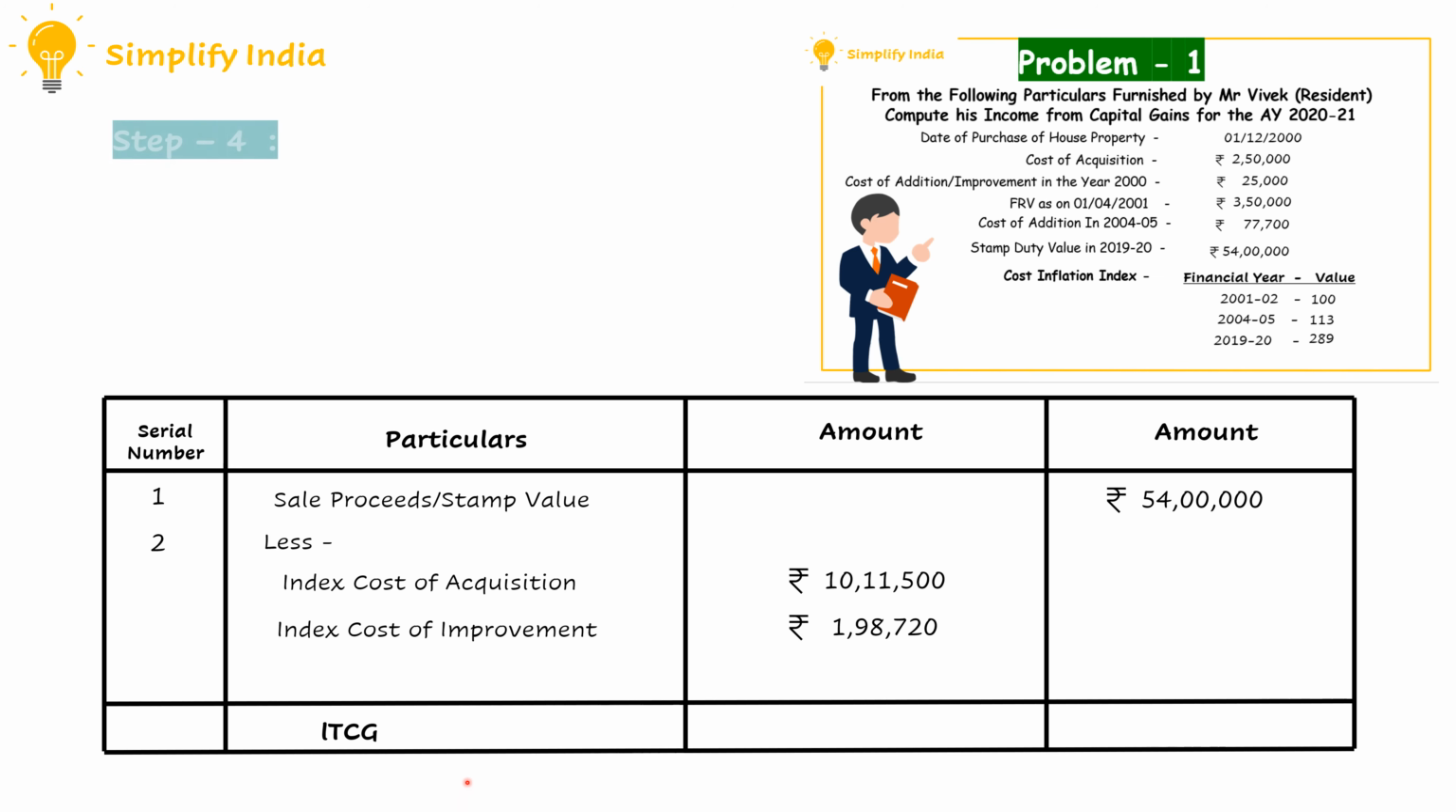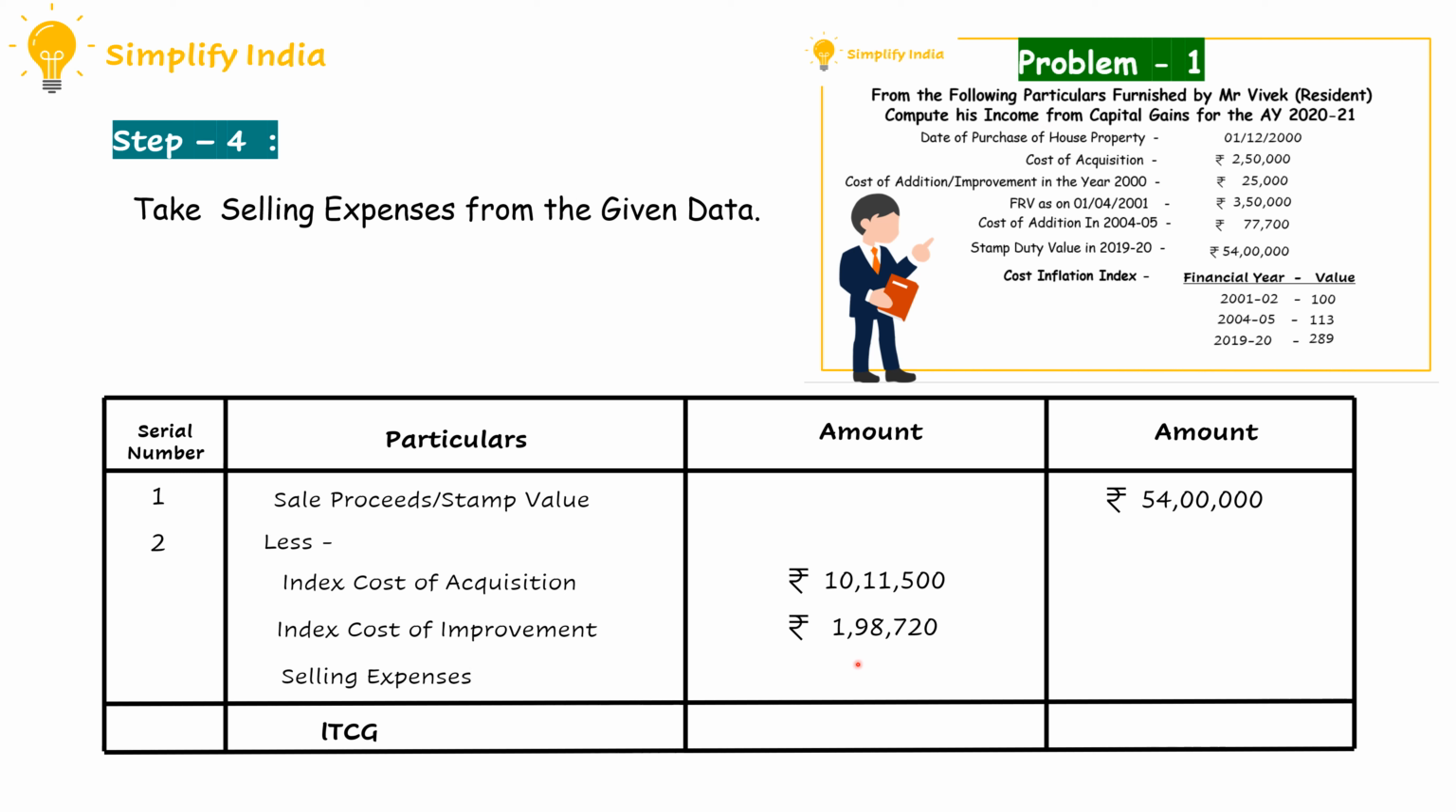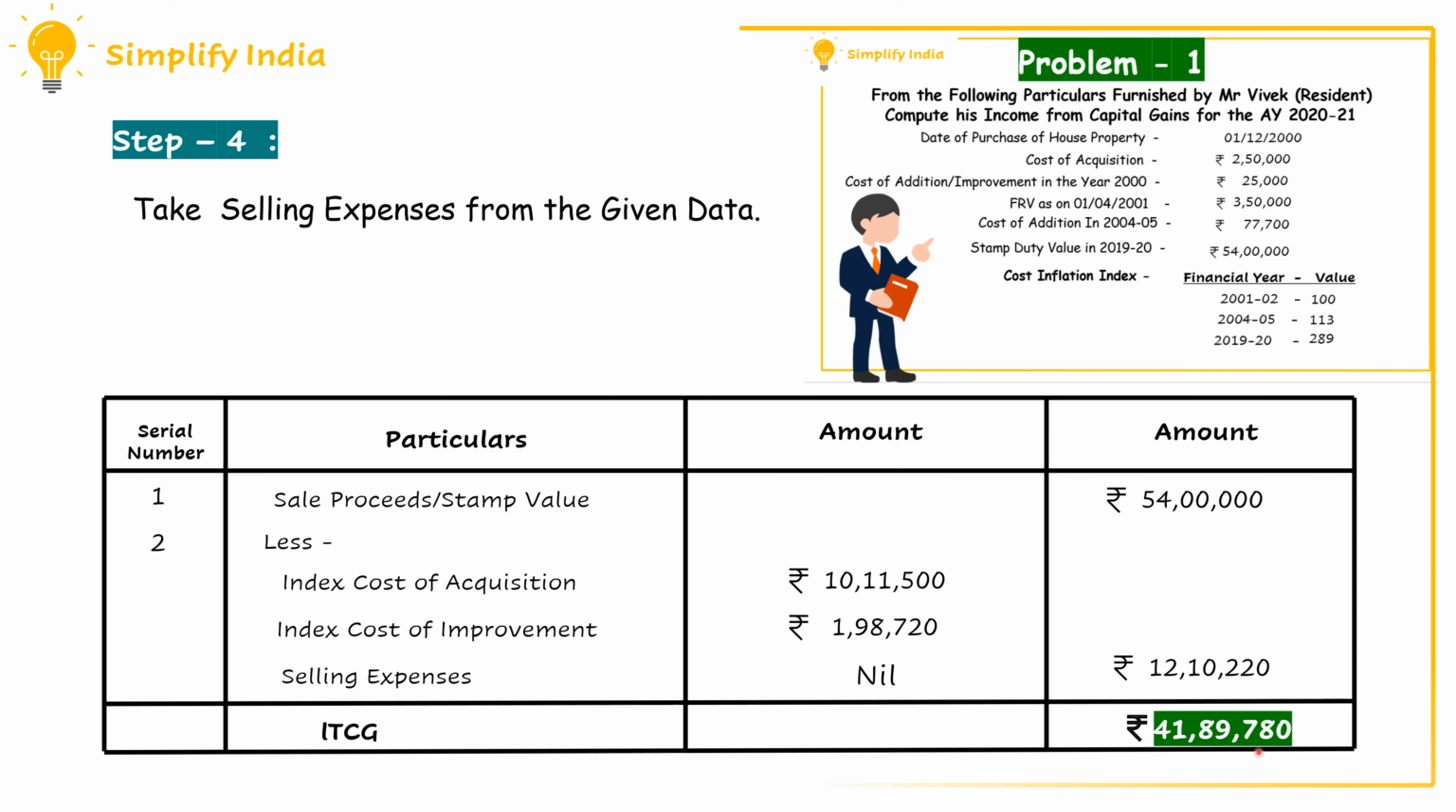Now we have to take the selling expenses from the given data in the problem. As in this problem they have not mentioned anything about the selling expenses, we have to take it as nil. And now we have to add both of these values, that is index cost of acquisition and the index cost of improvement. We will get a total of rupees 12,10,220, and when we deduct this amount from the sales proceeds or the stamp value, that is rupees 54 lakh minus rupees 12,10,220, we will get a long term capital gain of rupees 41,89,780.